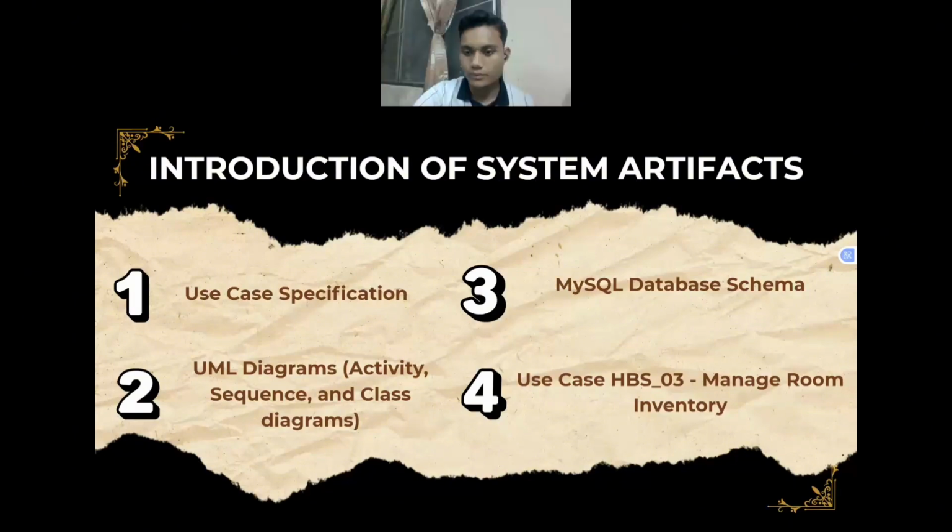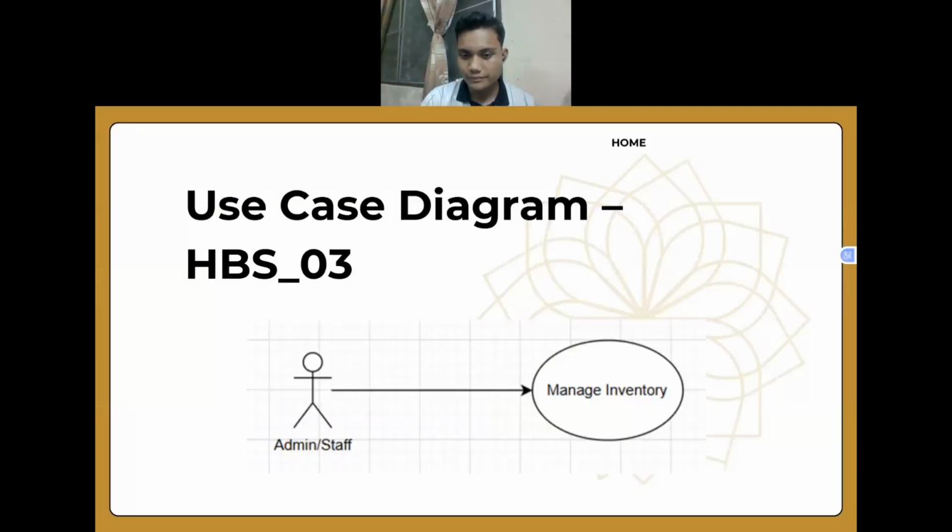Throughout this project, we have produced complete set of system artifact to document the software lifecycle. We delivered first a comprehensive use case specification that cover 9 distinct modules. The second is a UML diagram, activity sequence and class diagram. The third one is a robust MySQL database scheme, and last one we cover the use case, which is our main use case here, which is HBS3, the managed room inventory. So next slide.